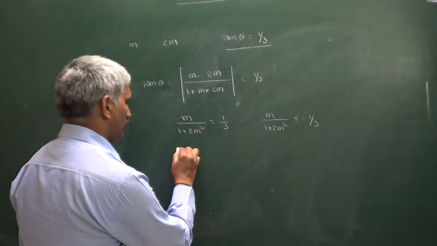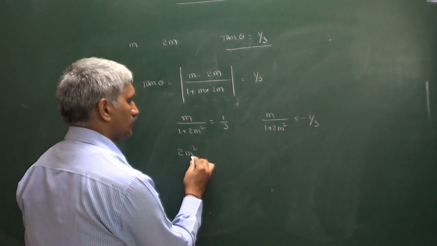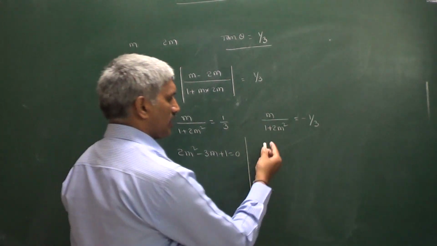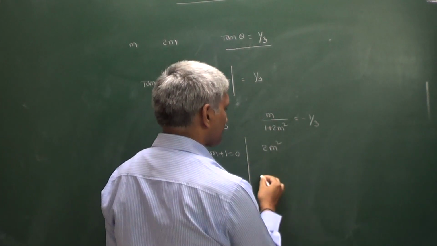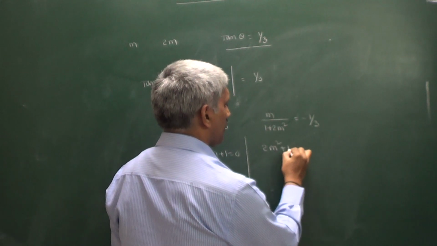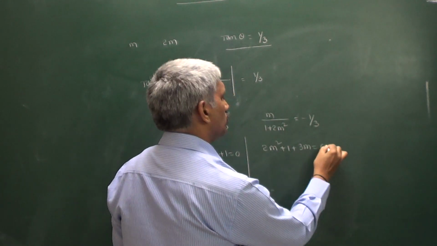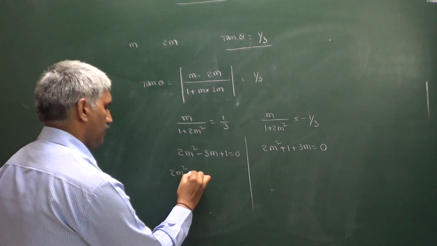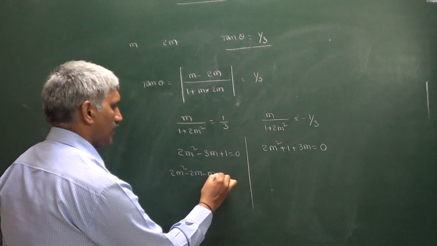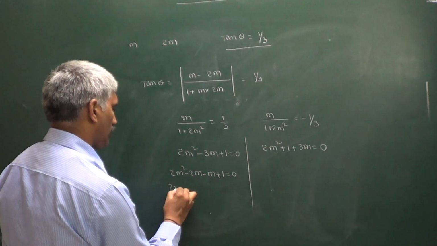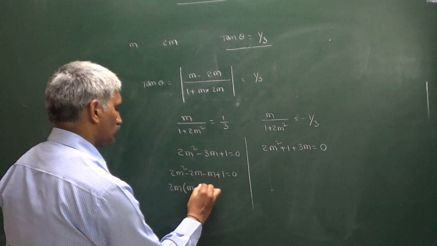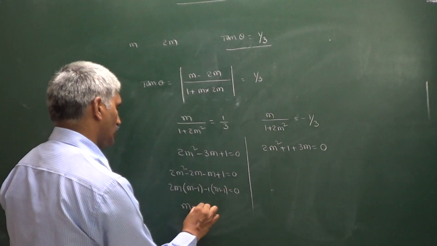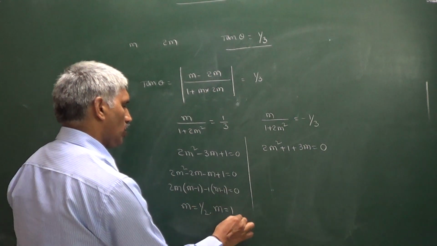Now this simplification we can write as 2m square minus 3m plus 1 is equals to 0 here. Whereas here 2m square plus 3m plus 1 is equals to 0. Now we can factorize here: 2m square minus 2m minus m plus 1 is equals to 0. If you take 2m common, we will get m minus 1. Minus 1 common, m minus 1 is equals to 0. Therefore you will get m is equals to 1 by 2 and m is equals to 1.